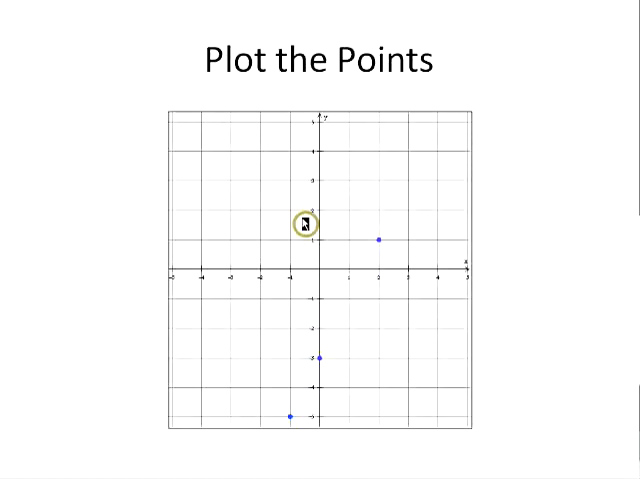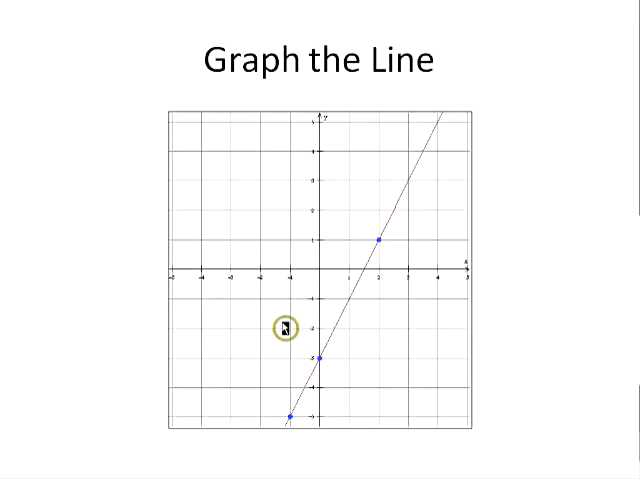Now, on this particular graph, we have all 3 of these ordered pairs. Here's the ordered pair (2, 1). This is the ordered pair (0, -3). And down here we have the ordered pair (-1, -5). Connecting these points with a line, we are finished graphing this line.